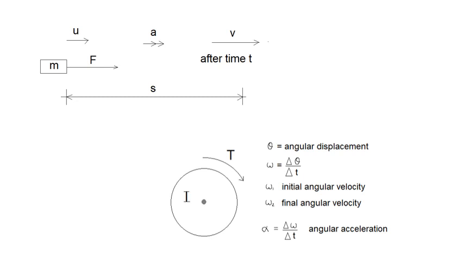I will mention one thing at this point. This omega is delta theta over delta t. That would tell you the average angular velocity over a period of time. If you wanted to know the angular velocity at an instant, then omega is d theta dt, which is the gradient of the graph. That's at an instant. Delta theta over delta t is over a period of time.